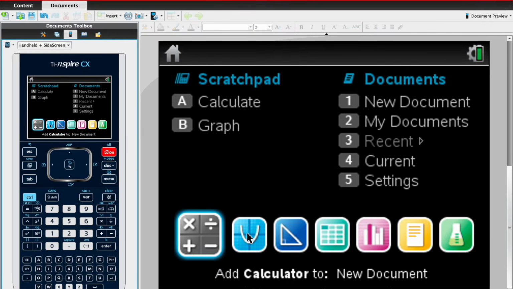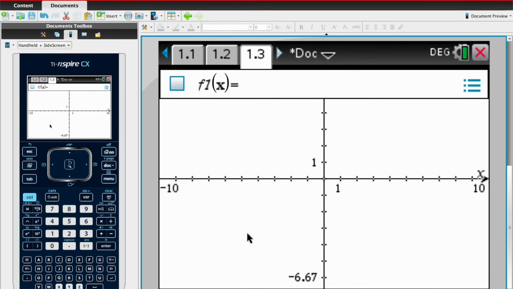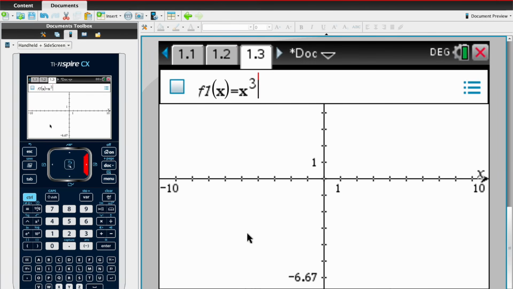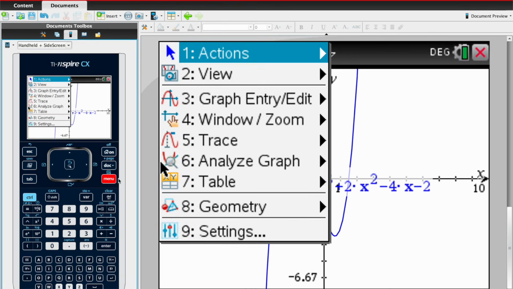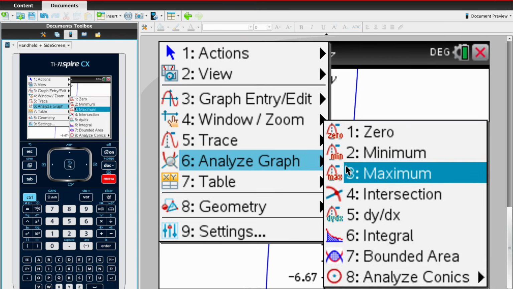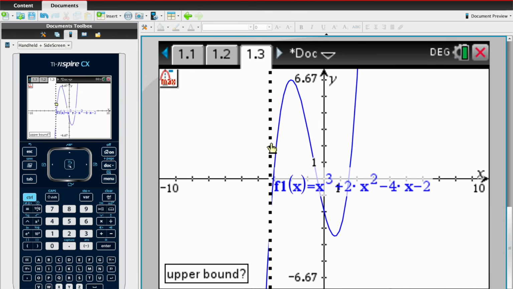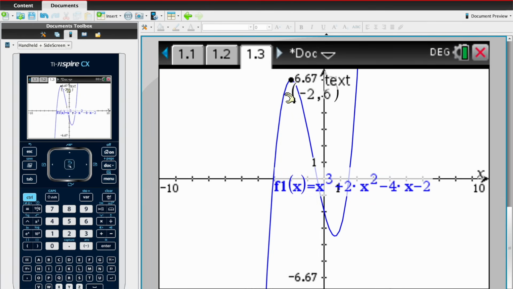Here is our graphing calculator, and let's put in our function right here. So this is x cubed plus 2x squared minus 4x minus 2. Looks good. We might need to adjust the window. Actually looks okay. So let's find the maximum first, the local maximum. So we'll go analyze graph, and we'll find the maximum. Choose our lower and upper bounds. So here we have the x and y coordinate. The x coordinate is -2.